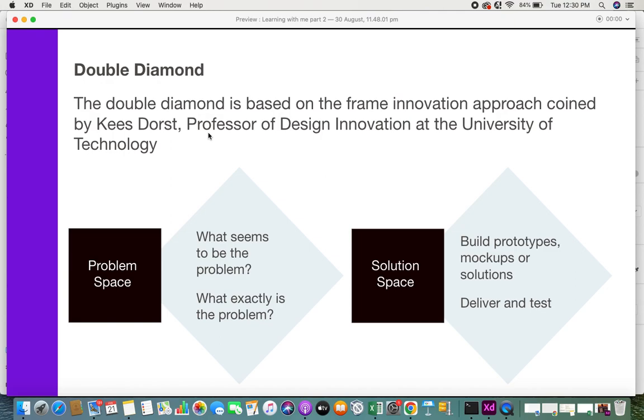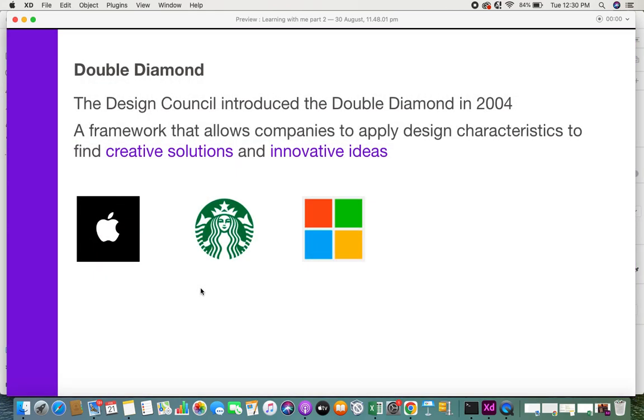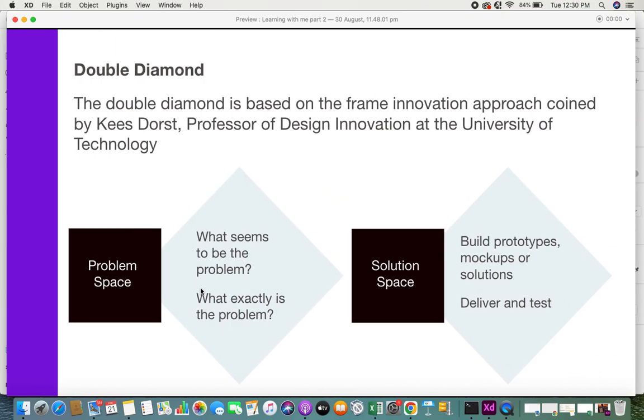So why do we call it a double diamond? Because it's of course two diamonds, and there are two spaces into which these two diamonds can be segregated. The first one is the problem space. This is the space where teams come together, they brainstorm, they understand what seem to be the problems, and then they exactly define what the problem is. The second diamond is called the solution space, and that's where teams build prototypes, mock-ups or any solutions, and they deliver them to the customer.